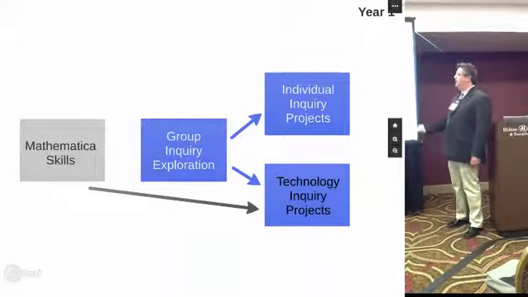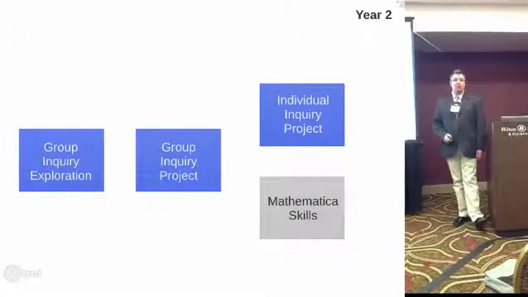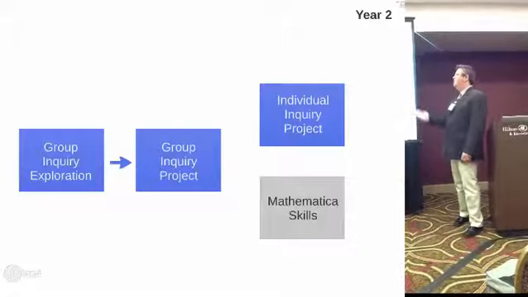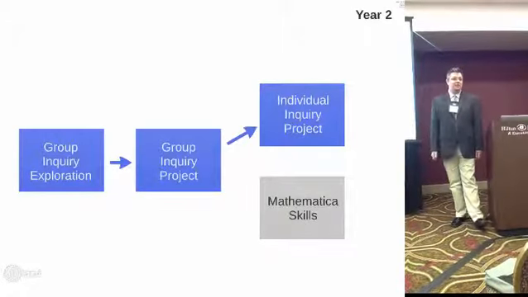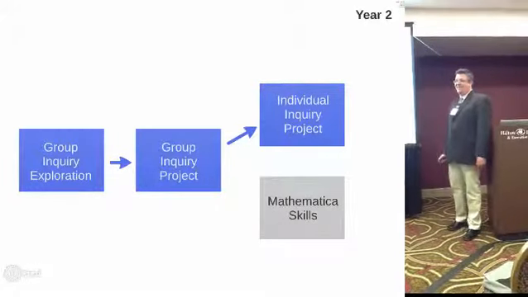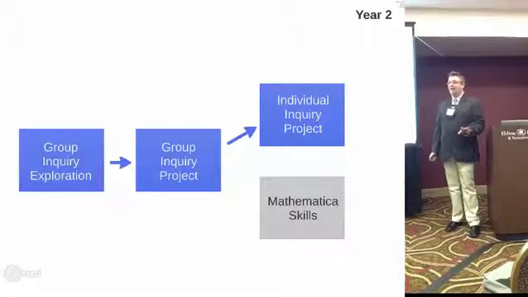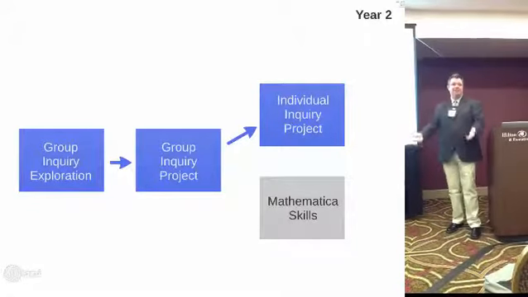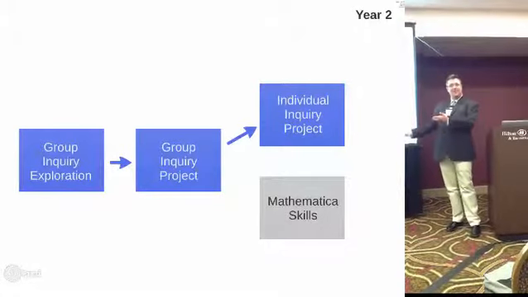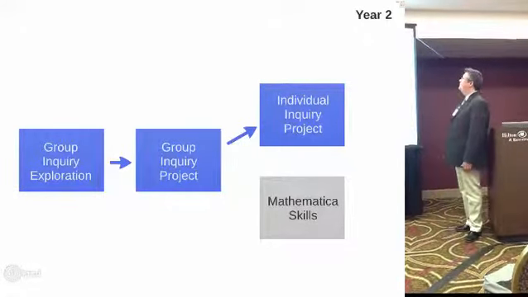So in year two, I had the group inquiry exploration at the beginning, which supported them doing group projects, which then supported them doing an individual project that they were more comfortable doing on their own because they'd executed one as a group. And then I disconnected the Mathematica skills and put them at the end. They did them in class and didn't have to turn anything in other than show me: I learned some stuff in Mathematica, look at what I accomplished with this notebook. So they didn't have to save, which fixed that problem.